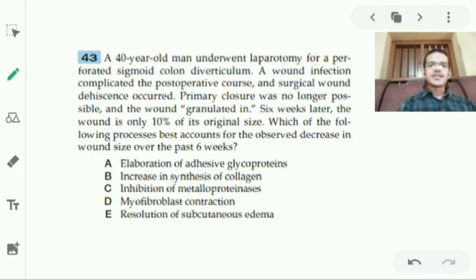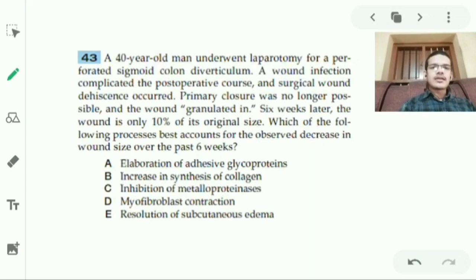The next question. A 40-year-old man underwent laparotomy for a perforated sigmoid colon diverticulum. A wound infection complicated the post-operative course and surgical wound dehiscence occurred. Primary closure was no longer possible and the wound granulated in. 6 weeks later, the wound is only 10% of its original size, that is, the wound contracted. Which of the following processes will account for the observed decrease in wound size?